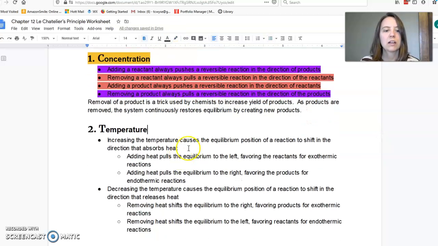Removal of a product is a trick used by chemists to increase yields of products. As products are removed, the system continuously restores equilibrium by creating new products.